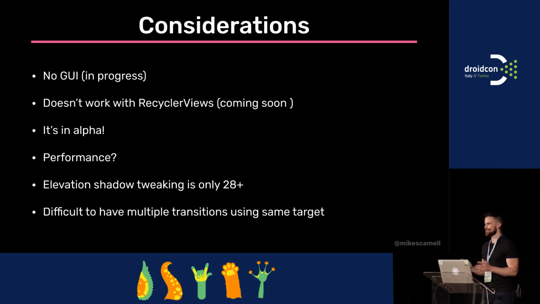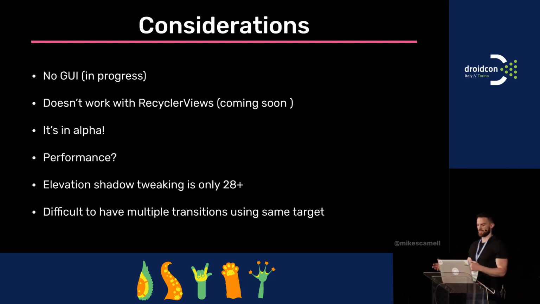Okay, it's not really a motion layout thing, but I wanted to just mention that the things I was doing with the shadows fading, that's only available in API 28, because that's when it was added the ability to change them. So that's just something else, you're not going to be able to change that elevation shadow on older versions.